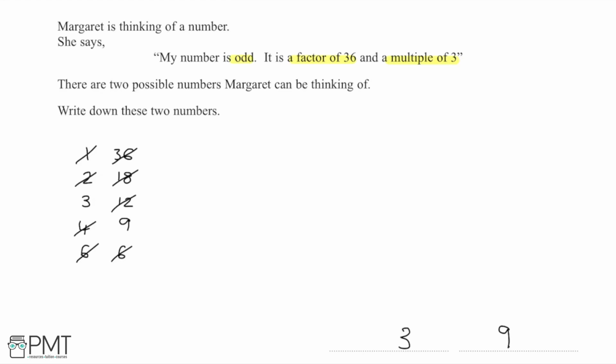Now, as for how the marks were awarded here, you get the first mark for listing the factors of 36, or alternatively multiples of 3, or the odd numbers up to 36, but we must have at least 3 of these listed out in order to gain this first mark. The second mark is for one correct answer, so either the 3 or the 9, and then the third and final mark is for getting both answers correct.